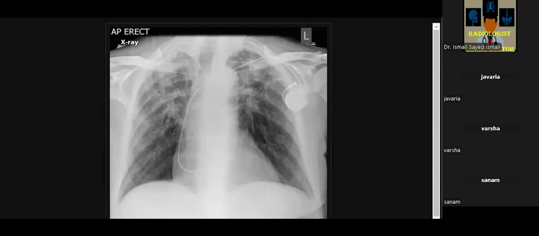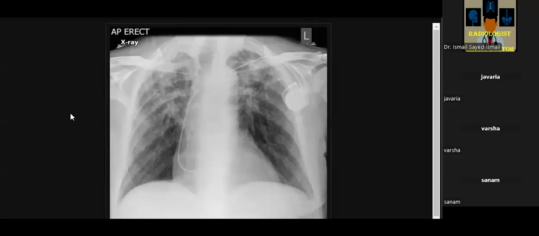I can see that bilateral hila are also pulled upwards. The cardiomediastinal contours appear normal. Diaphragms are clear. I cannot see any pleural effusion and there is no pneumothorax. I'm looking at the bones, which appear normal. So to conclude with my findings, fibrotic changes in bilateral upper zones with the reticulations.